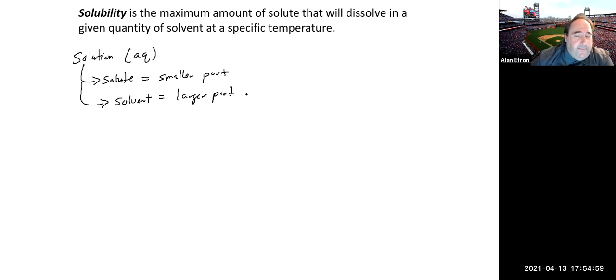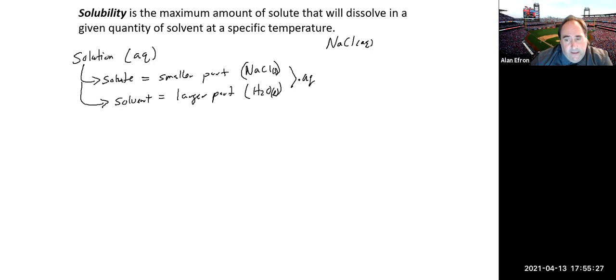So for example, if we had a solution of sodium chloride, right? Salt water, basically. The smaller part of that solution would be the sodium chloride, the solute, dissolved in something like water. And that would get the aqueous symbol when they come together. Water would be a pure liquid by itself, but once we mix in some of that sodium chloride, it will dissolve and make that solution.